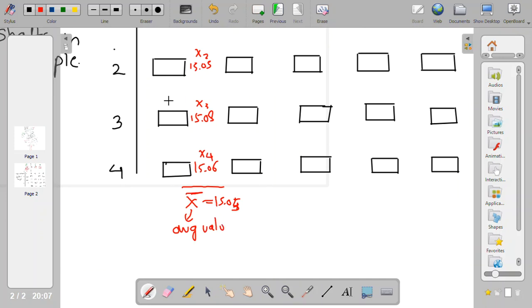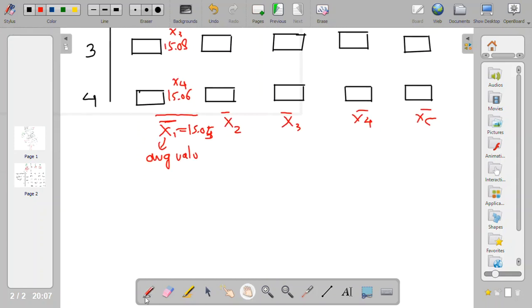So like that, for each sample I found a different average value. This is x1 bar, x2 bar, x3 bar, x4 bar, x5 bar. In the x bar chart, we are adding all these values, and finally we divide by the total number of lots.